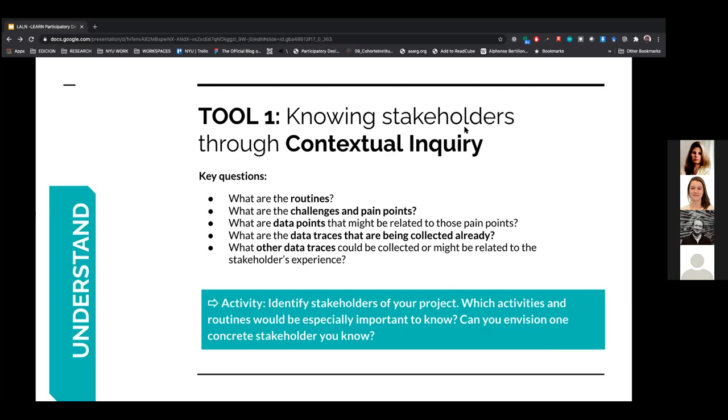So think about two or three stakeholders, and then ask yourselves one or two questions about activities and routines that will be important to know around this data tool that you're creating with the stakeholder. I'm going to give you 3 minutes, starting now.